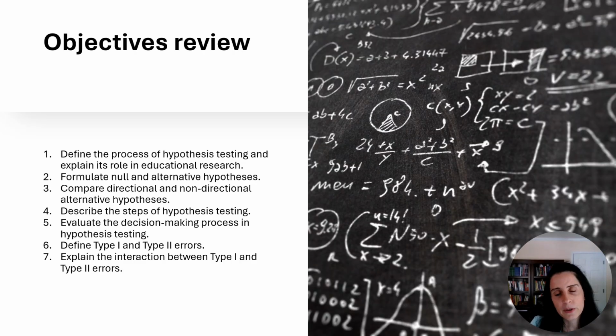In this presentation, I explained and provided examples of null and alternative hypotheses. I explained the distinction between one-sided and two-sided alternative hypotheses and when to use each one. I described the general steps involved in hypothesis testing and explained the concepts of type 1 and type 2 errors and the relationship between them. I hope that the explanations and the examples provided were helpful.